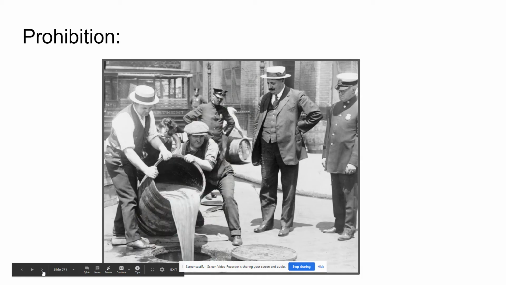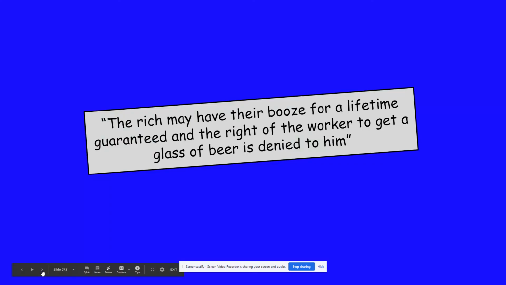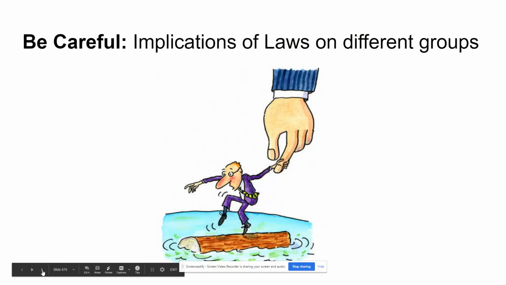Lesson number four from Prohibition. Prohibition was very inequitable, and the textbooks kind of ignore this as well. Basically, the rich may have their booze for a lifetime guaranteed, and the right of the worker to get a glass of beer is denied to him. And that was right. Basically, the rich stocked up on alcohol and had it for 13 years, and the poor couldn't go into saloons to get beer, which is where they drank. So Prohibition did not impact everybody the same, and that's not so equitable.